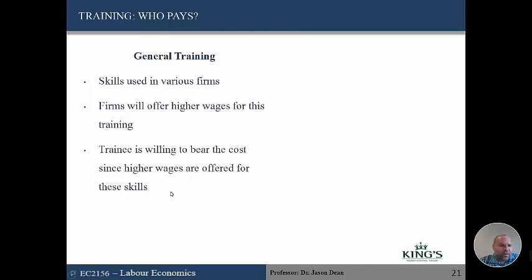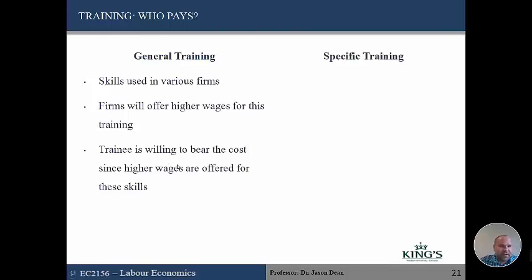Okay, so firms would offer higher wages for this type of training, and we'll see why that's the case. And then the trainee would be willing to bear the cost. So in a simple setting, we'll see why it would make sense that firms would be willing to offer higher wages for someone who has this training, and then the trainees would be willing to bear the cost of this training since the higher wages would be offered for the skill.